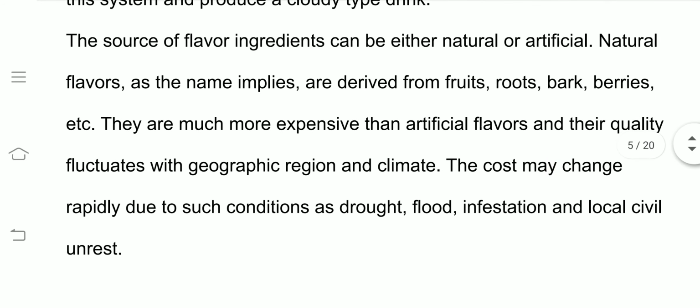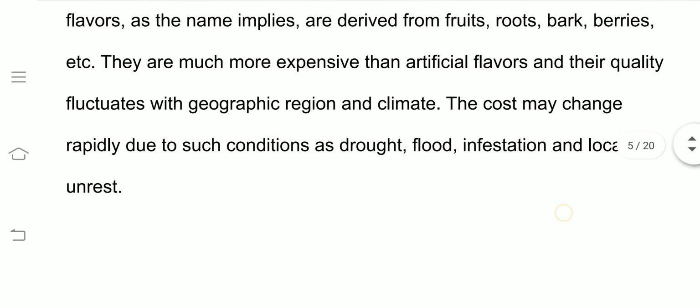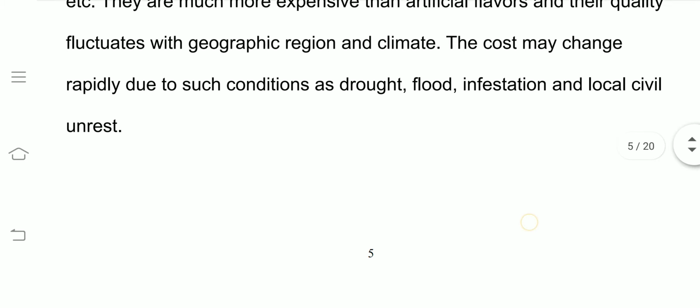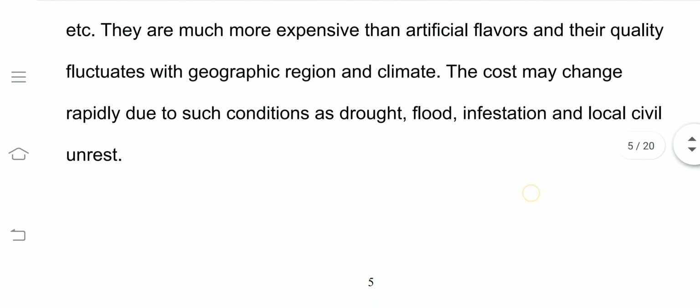The orange flavored drinks are a cloudy type of drink, they are not clear drinks. The source of flavor ingredients can be either natural or artificial. Natural flavors are derived from natural sources like fruits, roots, bark, berries, etc. and artificial flavors are made in the lab. The chemical flavors are chemicals that have identical flavors to the natural fruits, roots, bark, berries, etc.